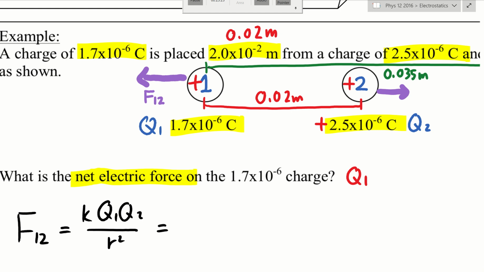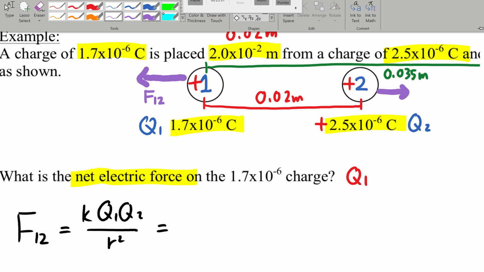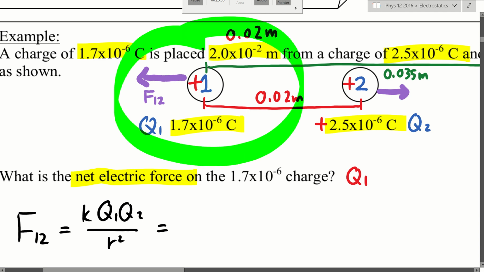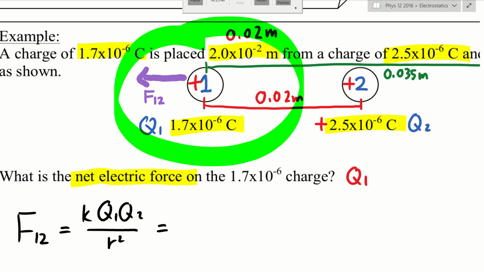Now, I only care about the force on charge 1, as the question asks, right? Force on the charge 1 only. So I only care about the force on this guy. I don't care about the force on the charge 2, so I'm going to erase that one. Okay, cool. So we have a force 1, 2 pointing to the left.